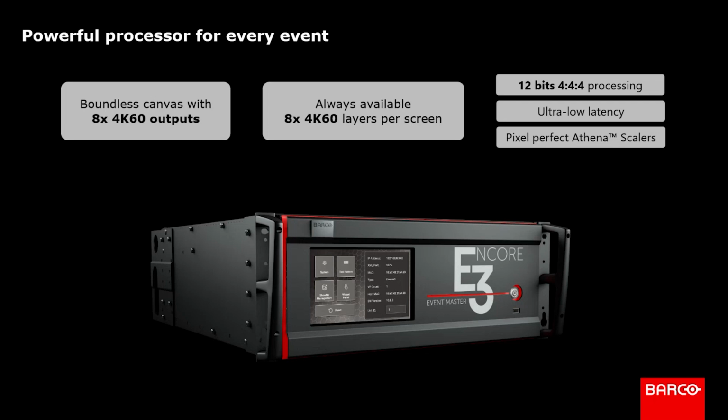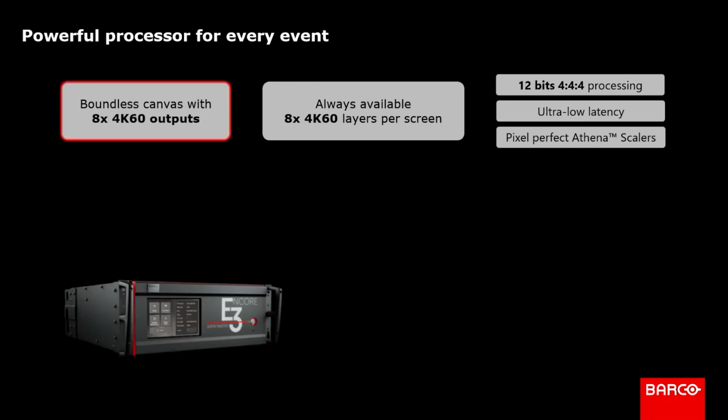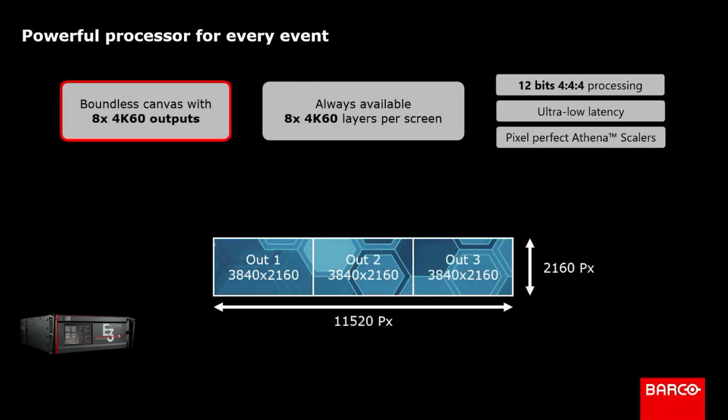And of course, everything in the system is 12-bit 444 processing, ultra low latency with our pixel perfect Athena scalers. So let's talk about some of that. Let's drill down into the boundless canvas thought process. We have changed the way that we handle the processing inside of Encore3 versus E2. Now we're more of an output-based system instead of a canvas-based system.